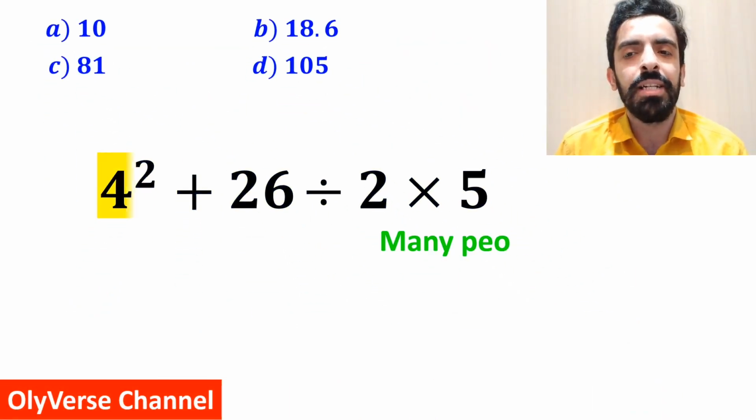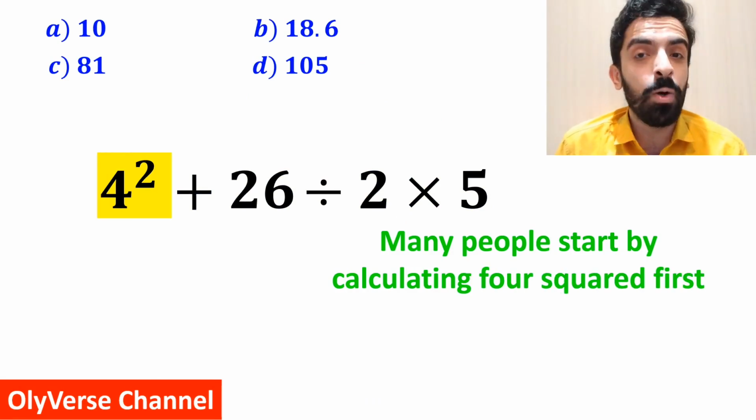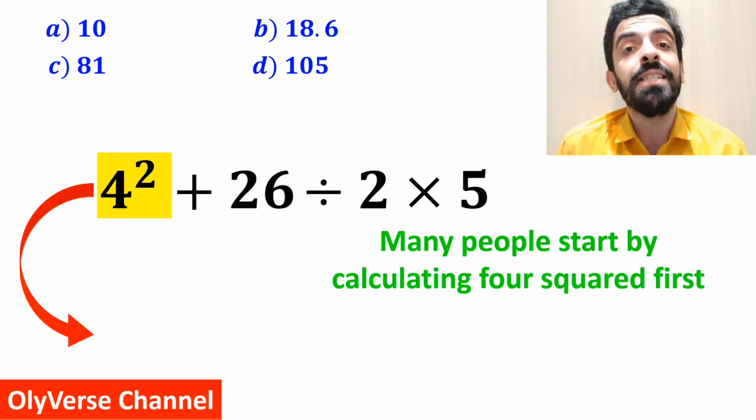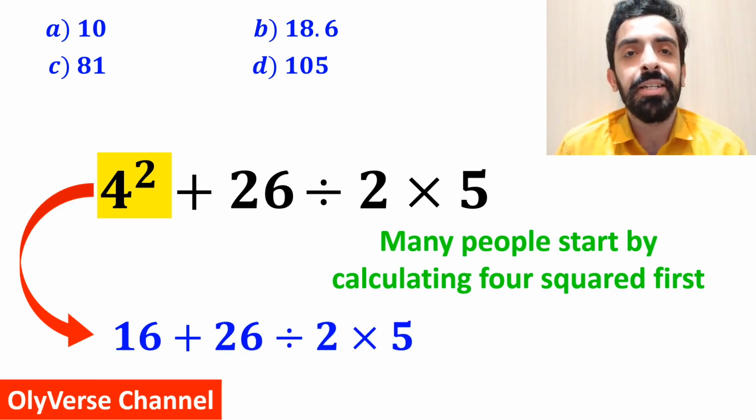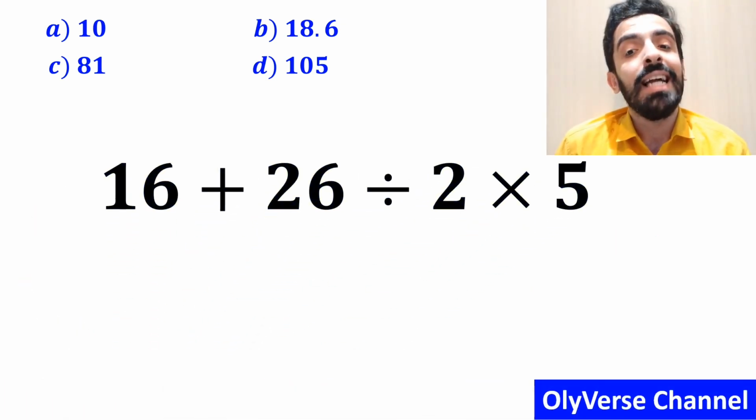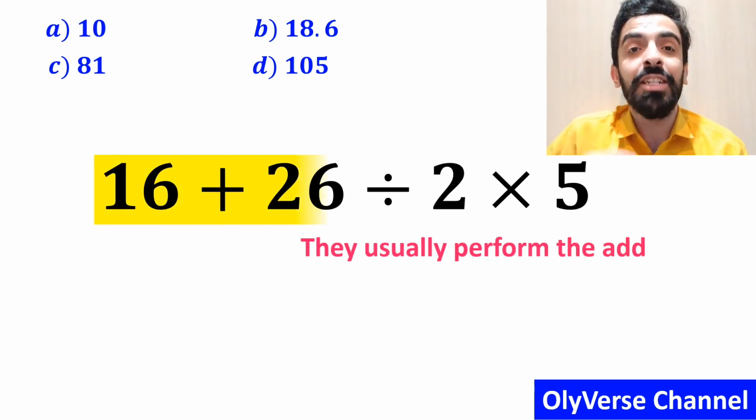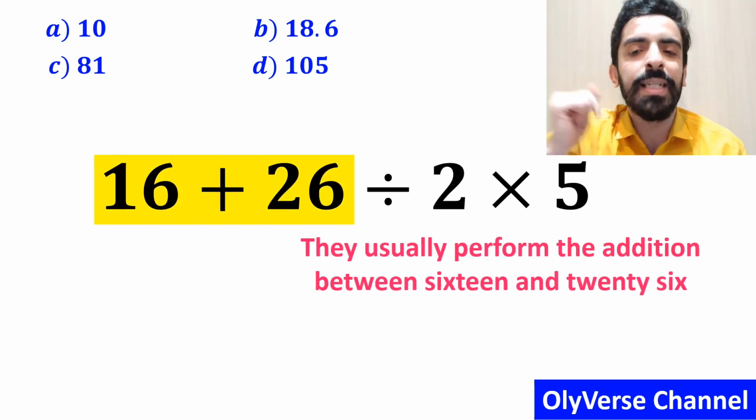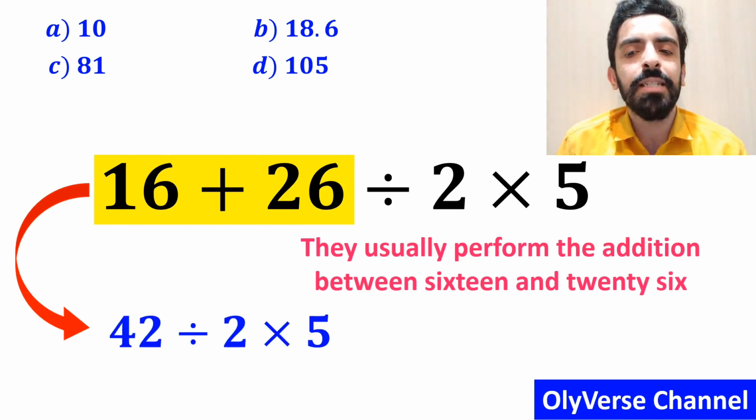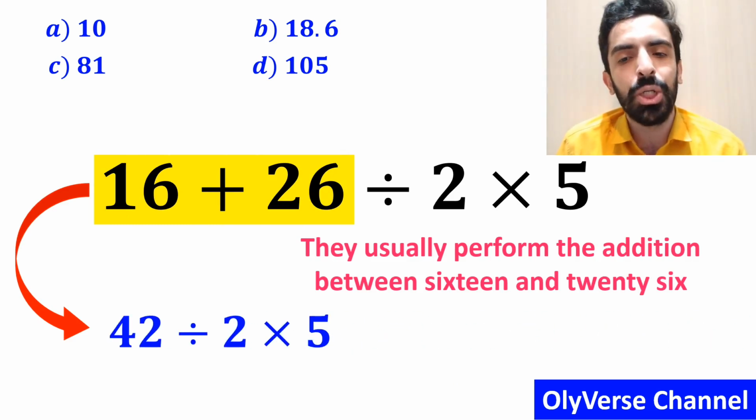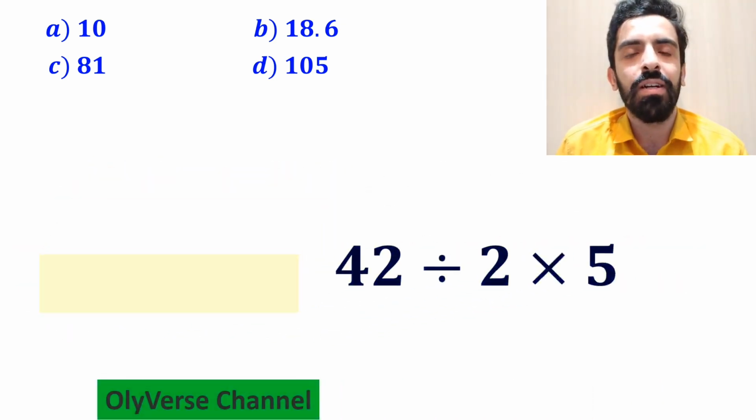To solve this question, many people start by calculating 4 squared first, and instead of the original expression, they rewrite it as 16 plus 26 divided by 2 multiplied by 5. And the next step, they usually perform the addition between 16 and 26 and simplify this expression to 42 divided by 2 multiplied by 5.